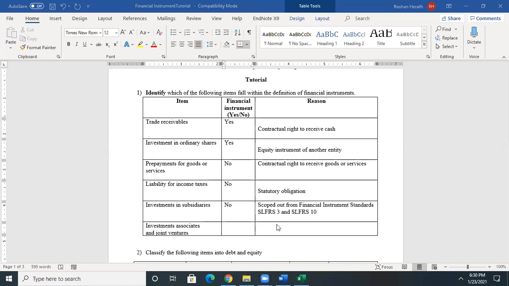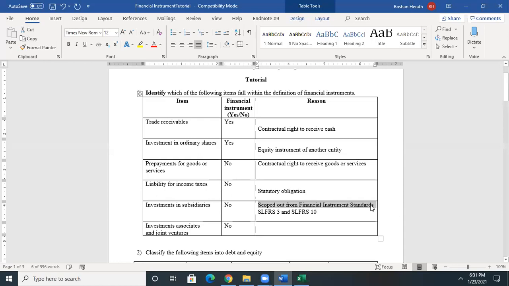You have discussed these structures in your second year. What about investment in associates and joint ventures? The same thing applies. It seems like an equity instrument of another entity, and that's true. But when it comes to investment in associates, if you have significant influence or joint control, then it is taken care of by another standard.